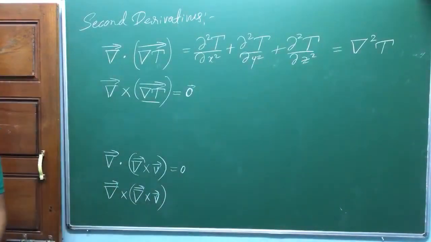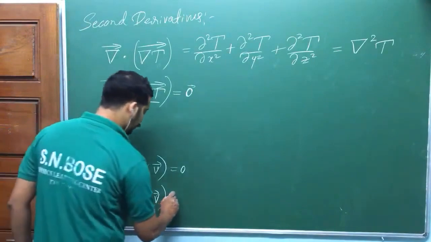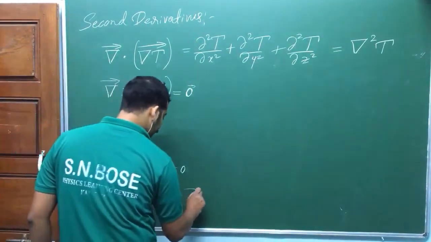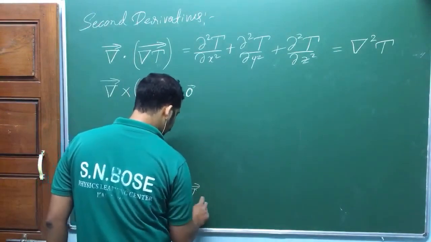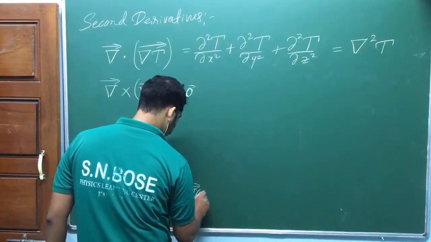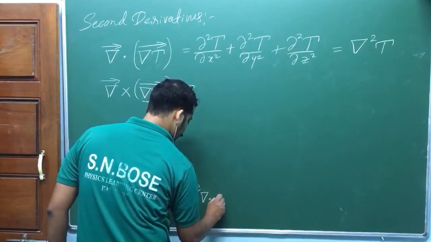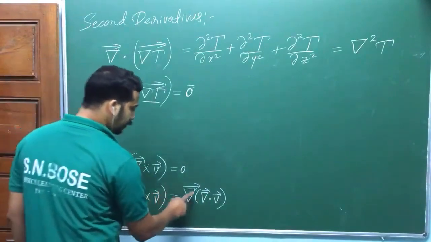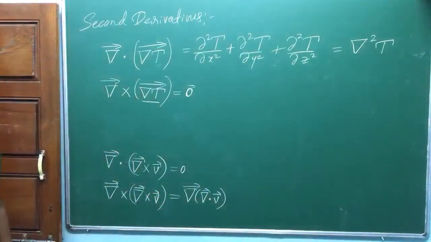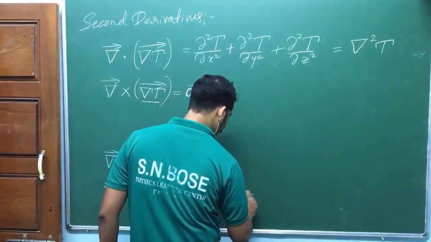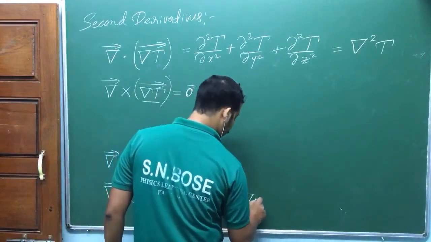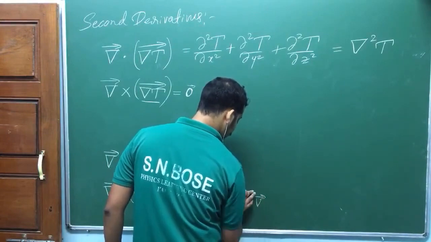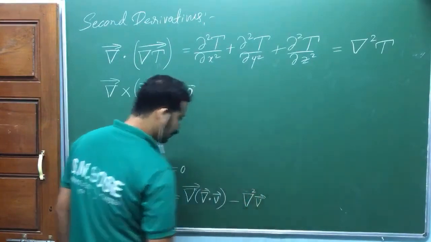Now there is a formula for this one. This is not 0. Del cross del cross V, we are going to use this one in Maxwell theory. It is the gradient of the divergence of a vector field minus the Laplacian of a vector field. That's why I defined the Laplacian of a vector field also. Minus the Laplacian of a vector field, del square of V.